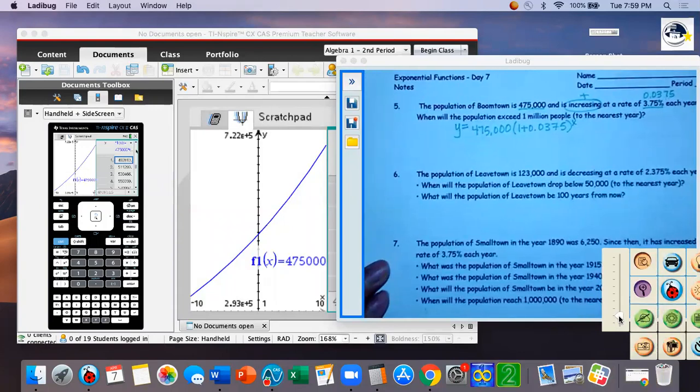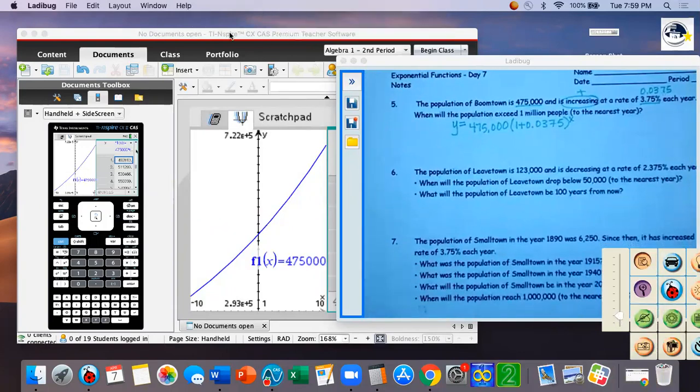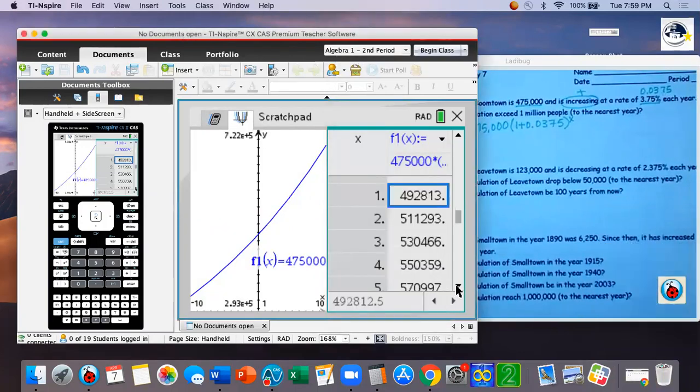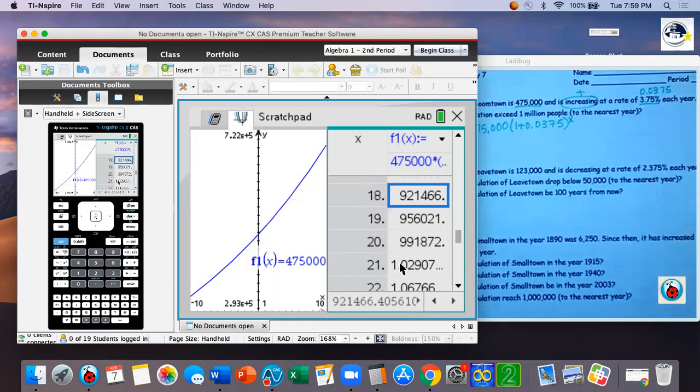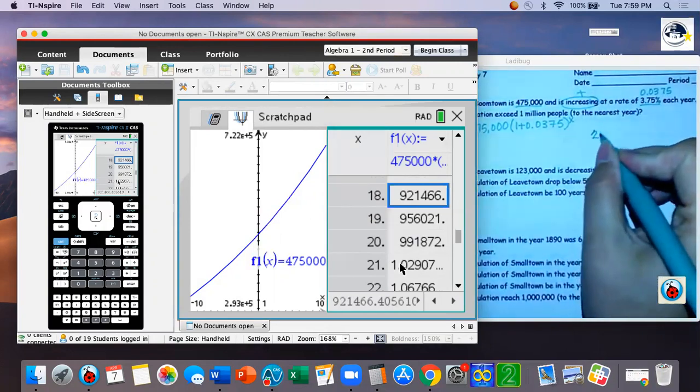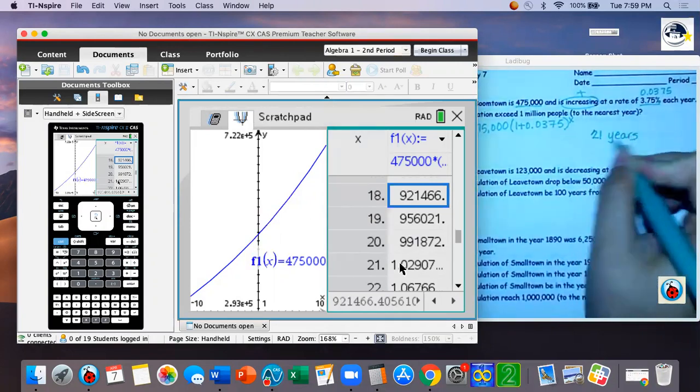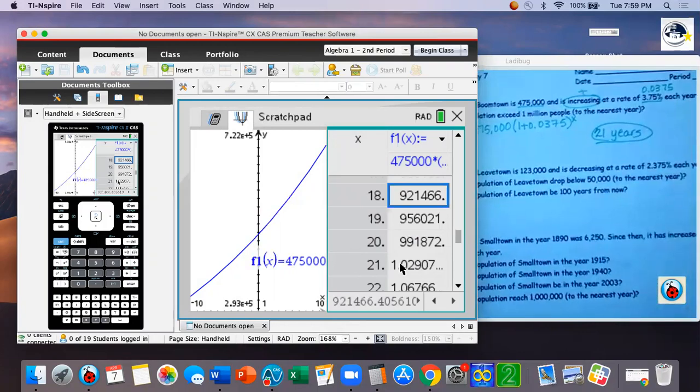Okay, so we want to know when it will exceed 1 million people. So I'm going to come back over here to my table, and we're just going to look at our values. Here's the years, and here's the population. So we're just going to go all the way until we see it go past 1 million people. So it goes past 1 million people after 21 years. Okay, just as easy as that.